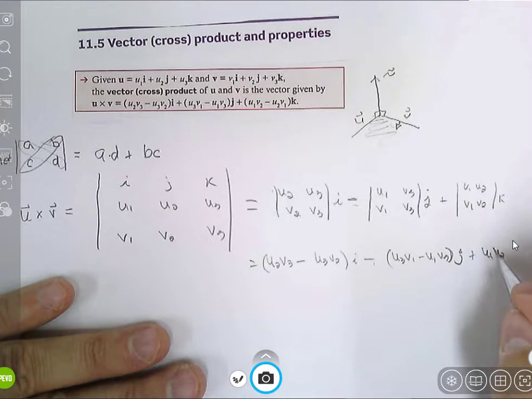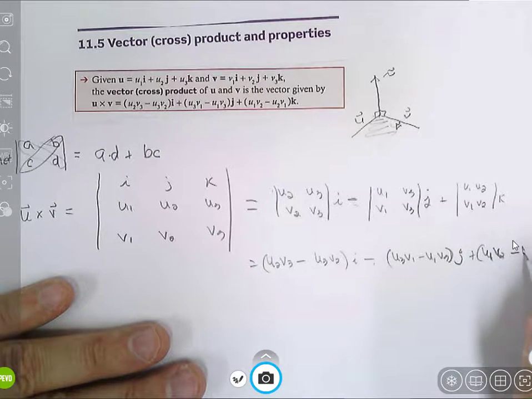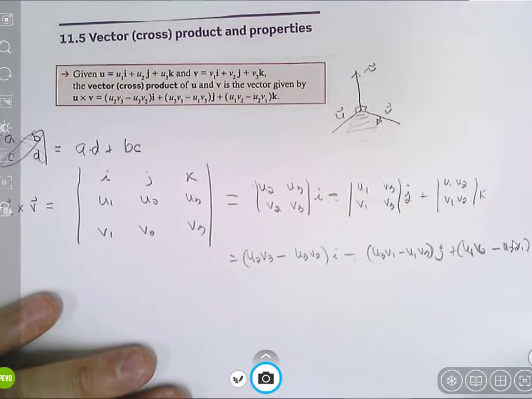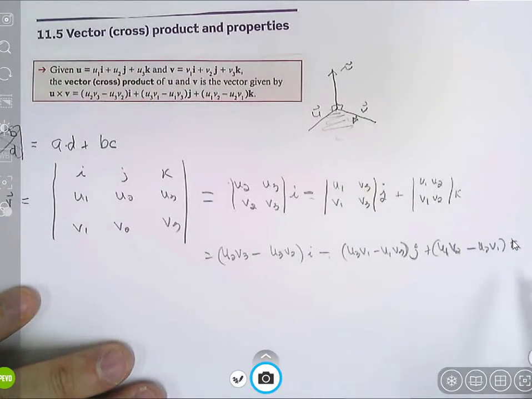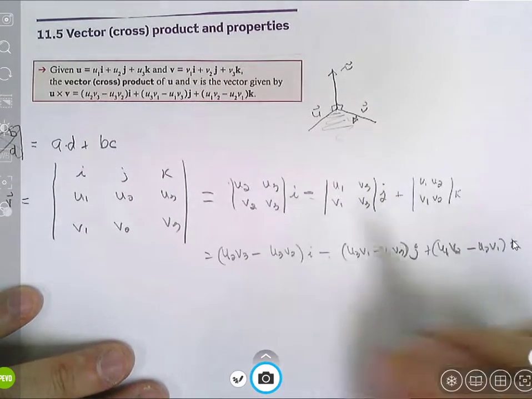Use u1 v2 minus u2 v1, right? And that's k, right? And you can see that turns out to be the same. And I moved over a little bit, so there you go. Now I'm going to use this right here, and this is how I usually think about it.